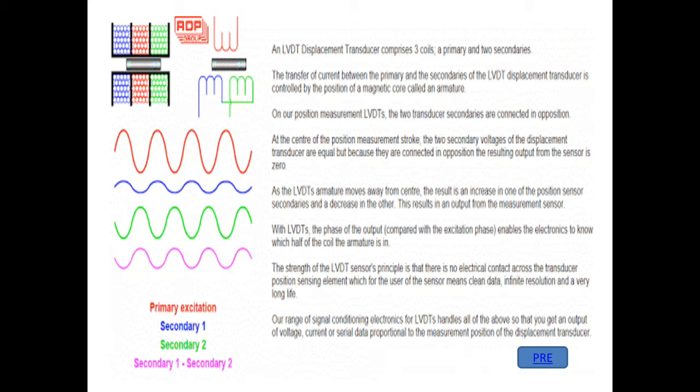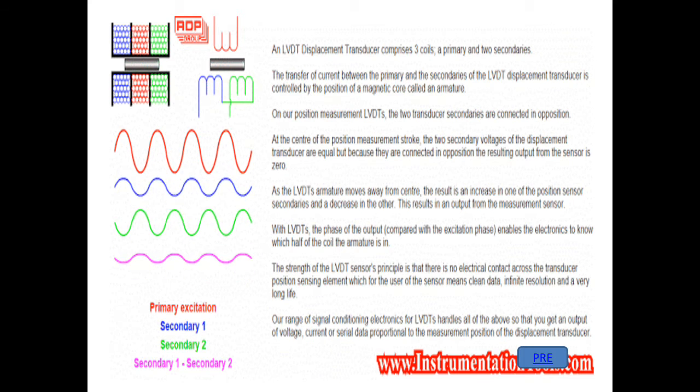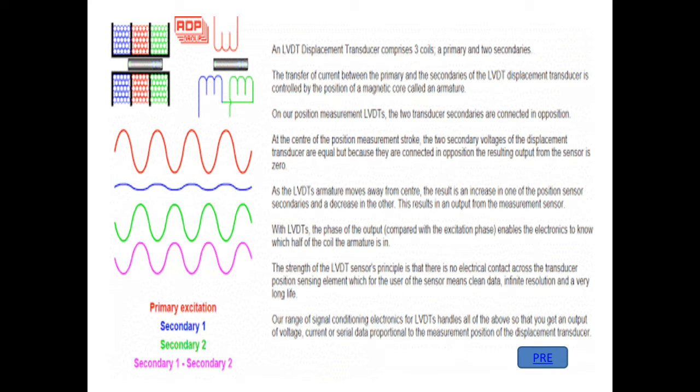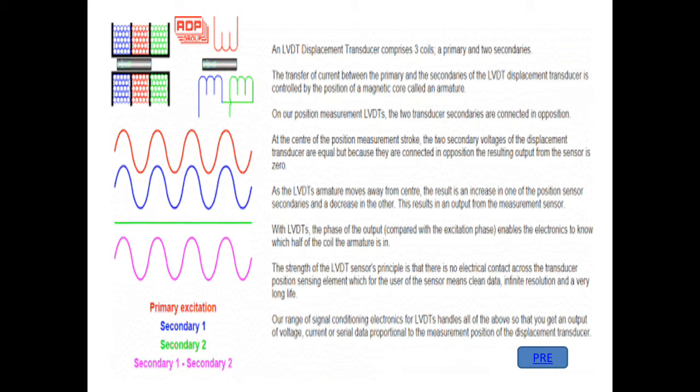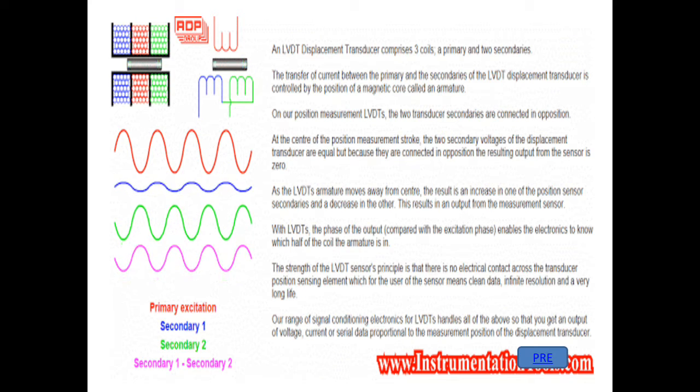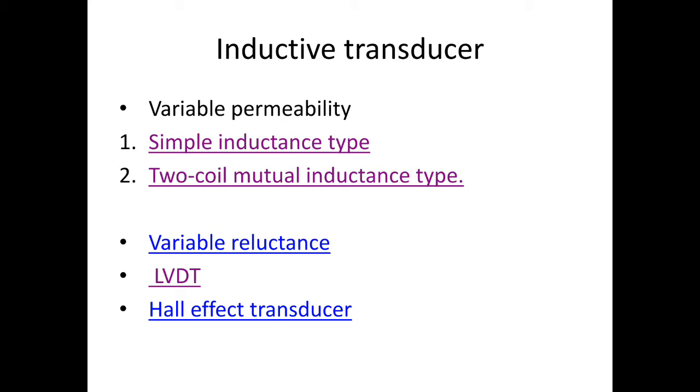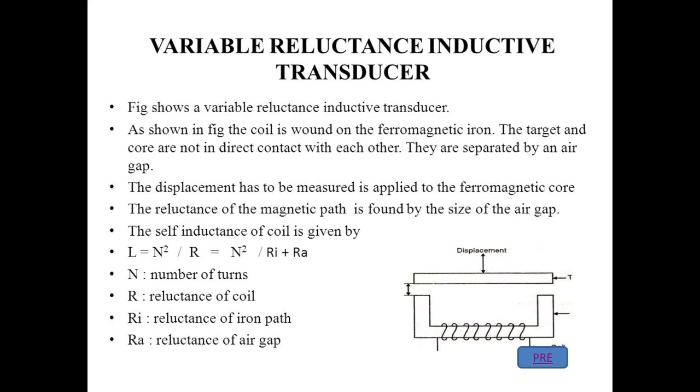Whatever mechanical displacement there is, is converted to an electrical quantity. This is regarding your LVDT. The next is your variable reluctance. If the reluctance is varied, my transducer output also varies. Whenever my air gap varies, my electrical output also varies.